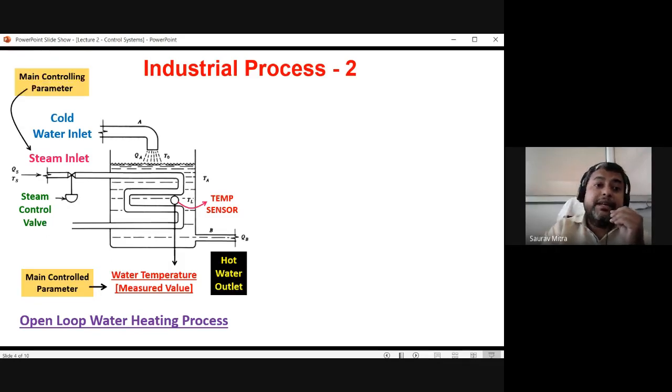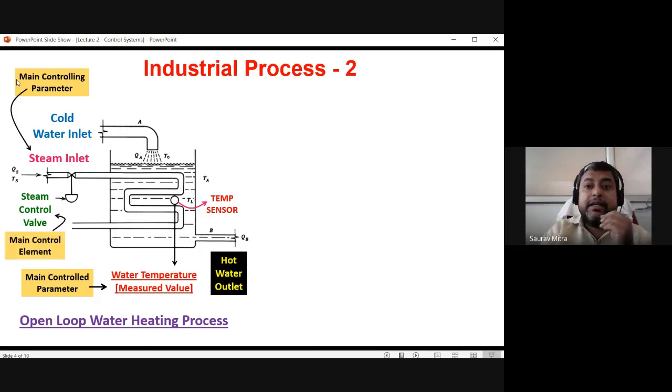And what can be the main controlling parameter? The main controlling parameter can be the steam inlet. How much steam you are inputting and what is the temperature of the steam. Here two things are given, check QS and TS. QS is how much steam you are inputting to the metal pipe, and TS is the temperature of that steam, with which you are trying to heat up this water. So these two things are called the main controlling parameters. Controlling what? Controlling the temperature of the water bath. So one is the controlled parameter and one is the main controlling parameter.